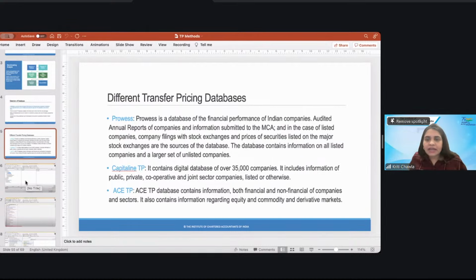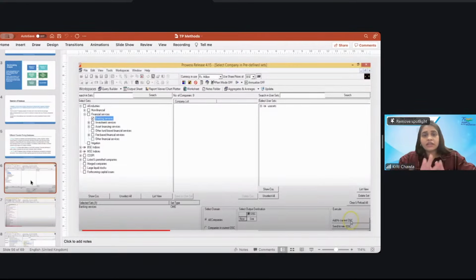Okay, so coming back, these are the different databases that we have. These three, as I mentioned, are from an Indian perspective. Now, this is how the Prowess database really looks like. This is a slightly old software screenshot, but I think I should update it. But yeah, I'll update it in a while. But yes, this is, on a more casual basis, how a Prowess kind of software really looks like.